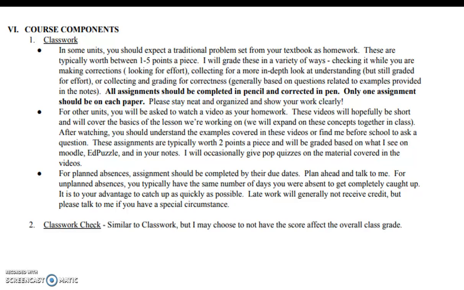Then the last thing here, there's something else that might show up in my grade book. I might call it a classwork check instead. Let's just say that an assignment just didn't seem to work out right. I still might want to have a record of what you did, but I might just label it as a classwork check instead, and that's not going to affect your grade. So nothing majorly new there.